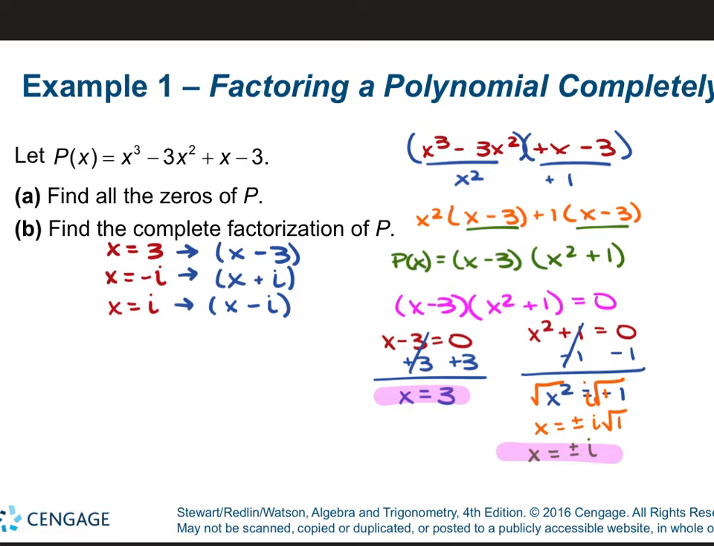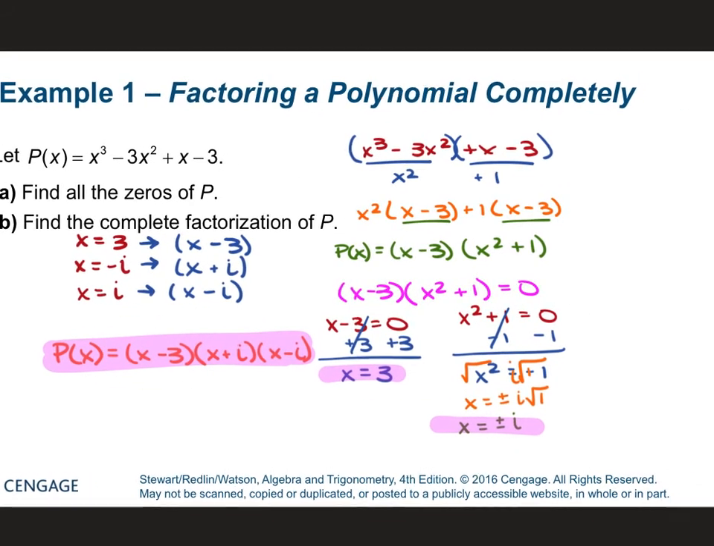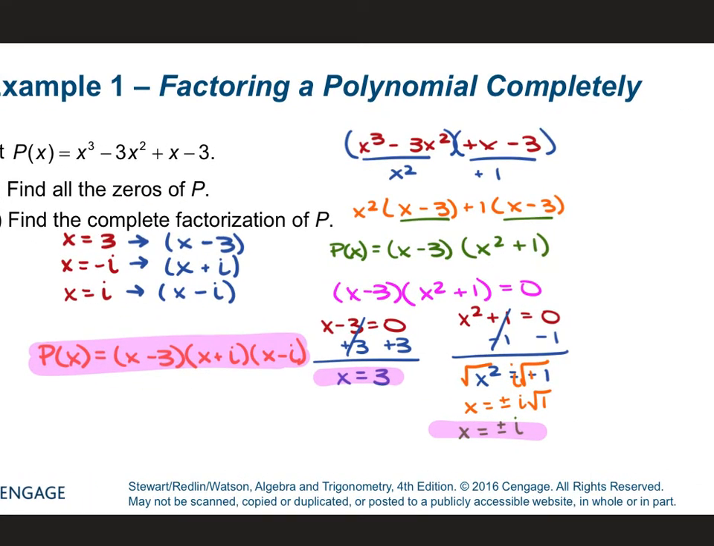So if we give this as the complete factorization of p, this means that we have p of x is equal to x minus 3 times x plus i times x minus i. So 2 parts to this question. A, your zeros are just x is equal to 3, x is equal to i, and x is equal to negative i. And then the second part is b, the complete factorization of p, so you have p of x is equal to x minus 3 times x plus i times x minus i.